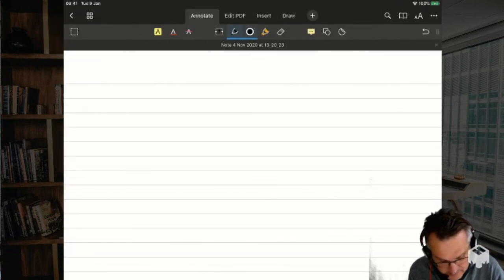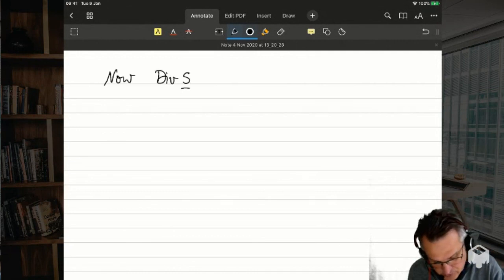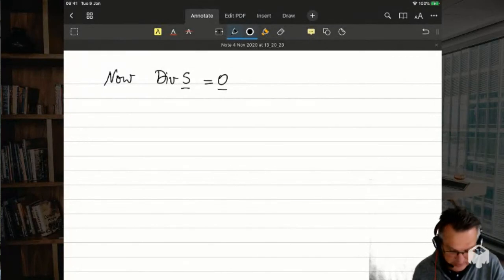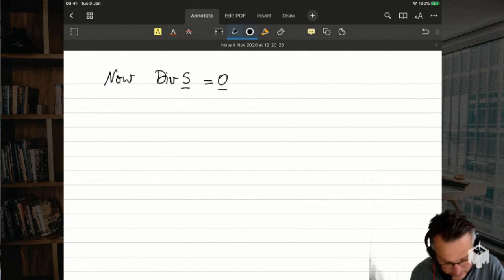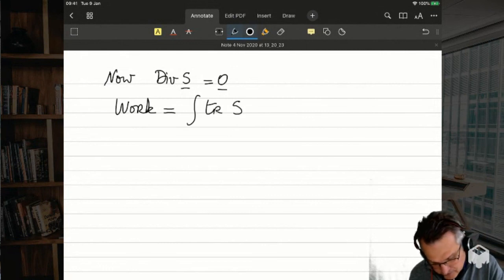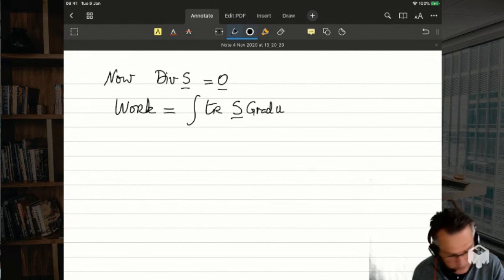Seems frozen like this. But now I remember, first of all, that divergence of S is 0 because of static equilibrium. And then I forgot to write, but there's a trace. So I'm left with work equals trace of S gradient of delta X.